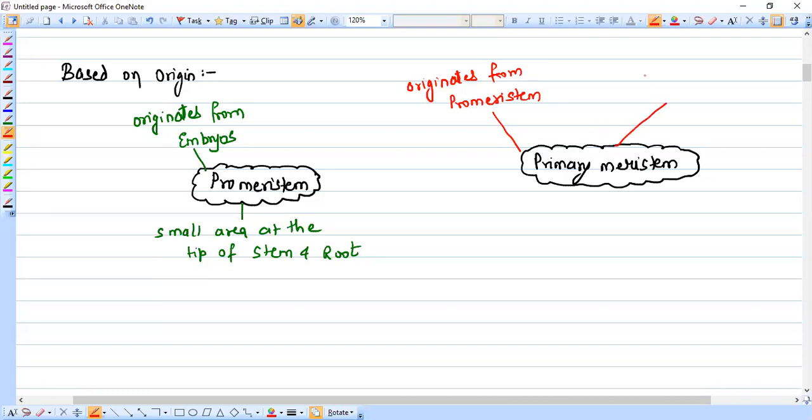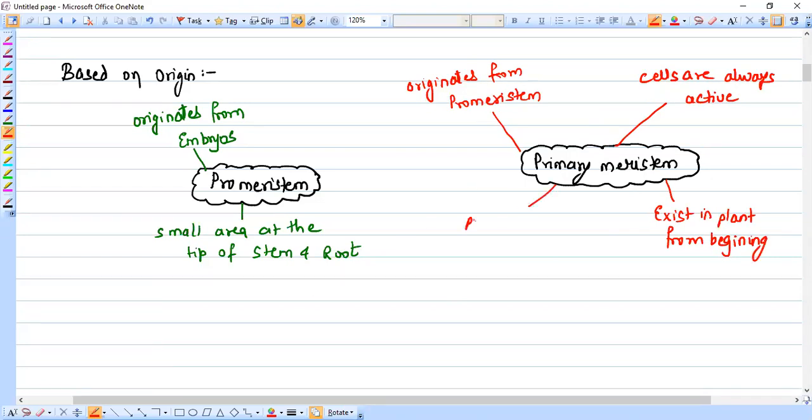Most important in primary meristem that the cells are always active. When I say always active, it means that they are continuously dividing. And most important, that promeristem exists in plant from beginning. So right from the beginning and till the death of the plant, promeristem will be present. Where it is present, so we can say it is present at the tip of root and stem.